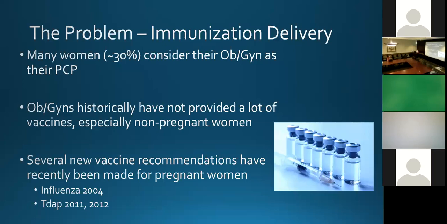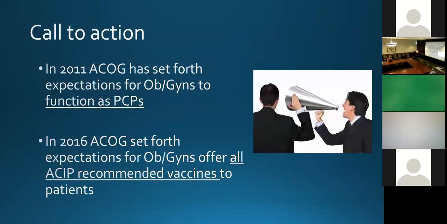So around the mid-2000s, there was a lot of activity and interest in trying to find ways to have OBGYNs take on a larger role in immunization delivery. And in fact, the American College of Obstetrics and Gynecology, also known as ACOG, put forth two calls to action. In 2011, they put forth a position paper about how OBGYNs should function as PCPs, recognizing that for a lot of women, this is really their main access into medical care.